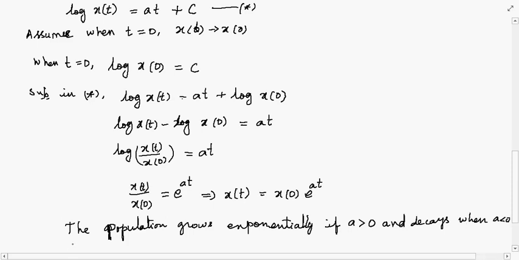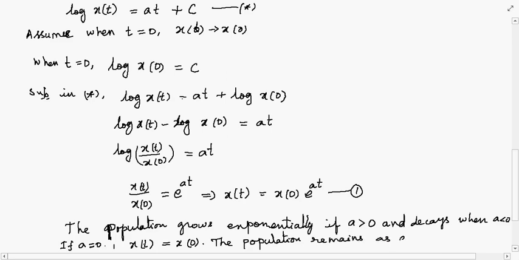Now what about when a equal to 0? If a is equal to 0, then from this equation 1 we will get x of t is equal to x of 0. That is, the population remains constant, as the initial population. So the population remains as a constant.